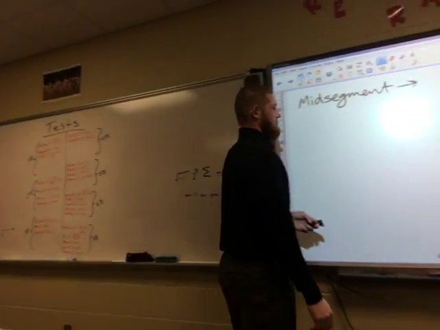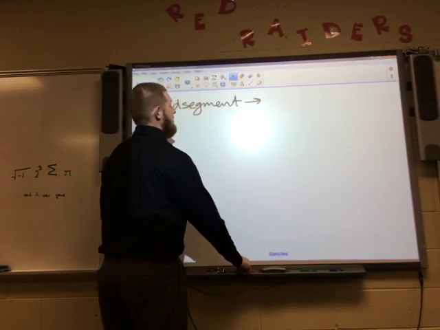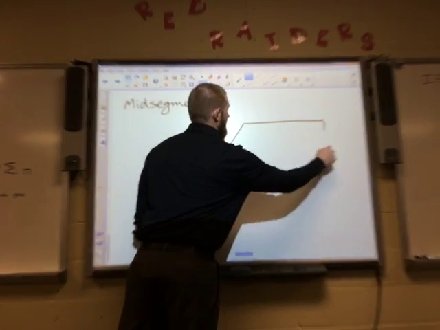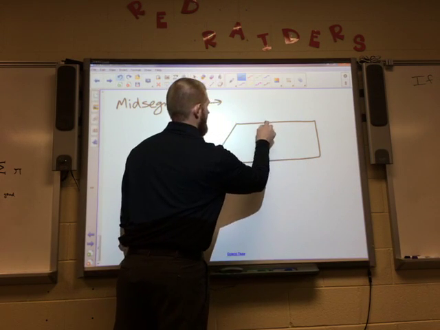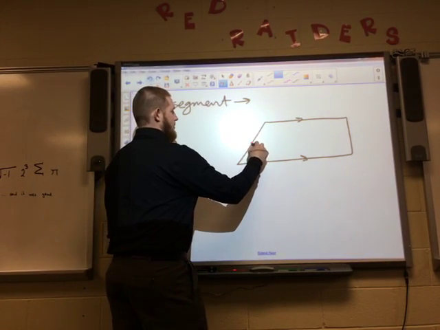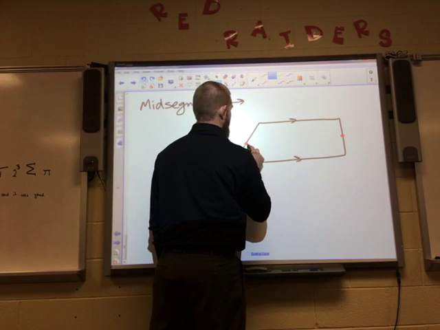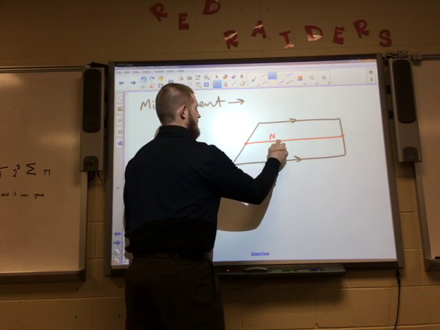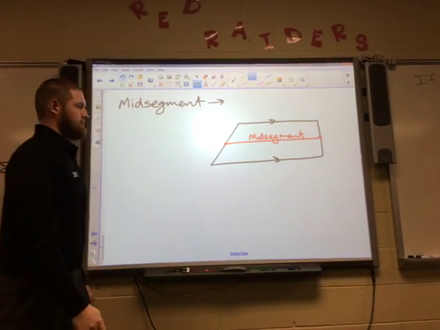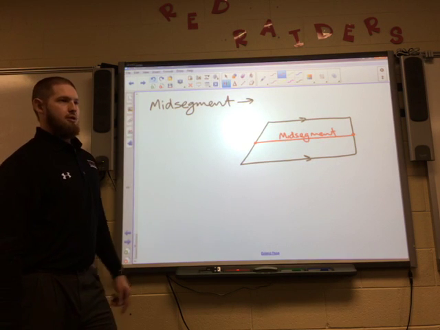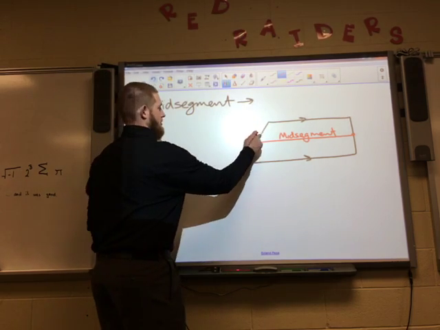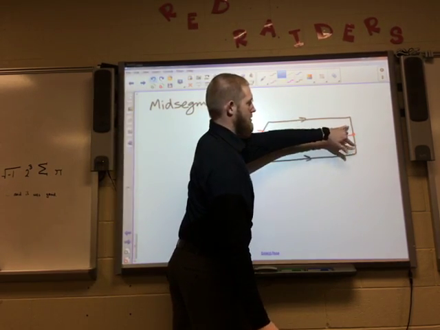The mid-segment of a trapezoid is very similar. In a trapezoid, not a very good trapezoid, but it goes from a midpoint to a midpoint. This would be your mid-segment. Which means, what do you know about these two things? They're congruent to each other. And these two over here, congruent.